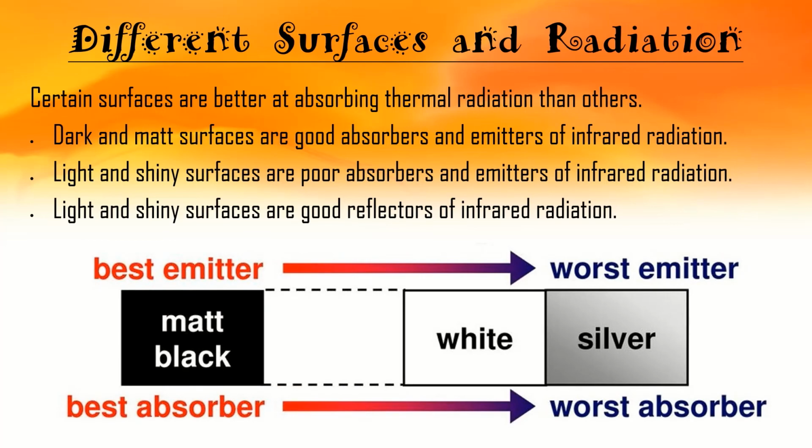So there's a little graphic just showing you the difference between emitters and absorbers. And obviously at the end, the white and silver are good reflectors. And there's different uses for these. We'll do some work on this soon. I hope that has helped you understand thermal energy transfer.